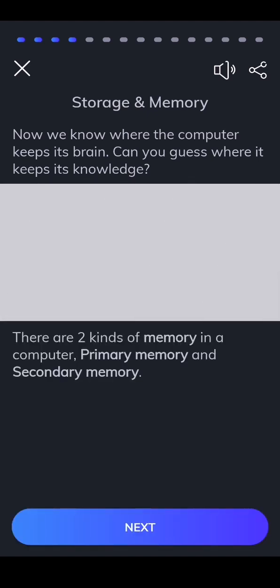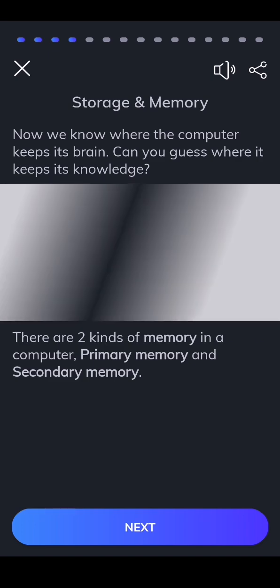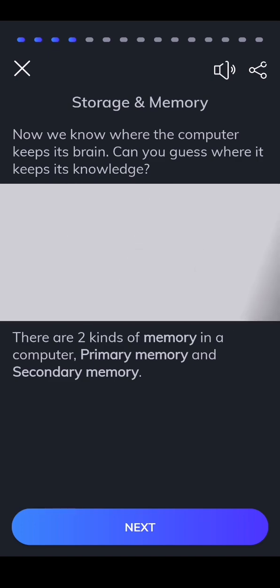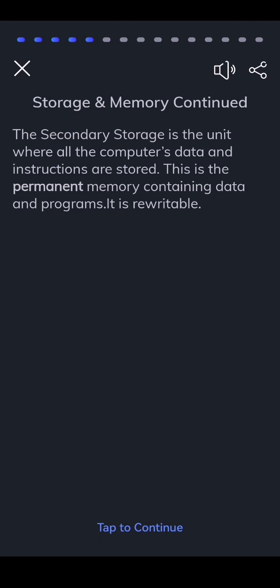There are two kinds of memory in a computer: primary memory and secondary memory. The secondary storage is the unit where all the computer's data and instructions are stored. This is the permanent memory containing data and programs. It is rewritable.